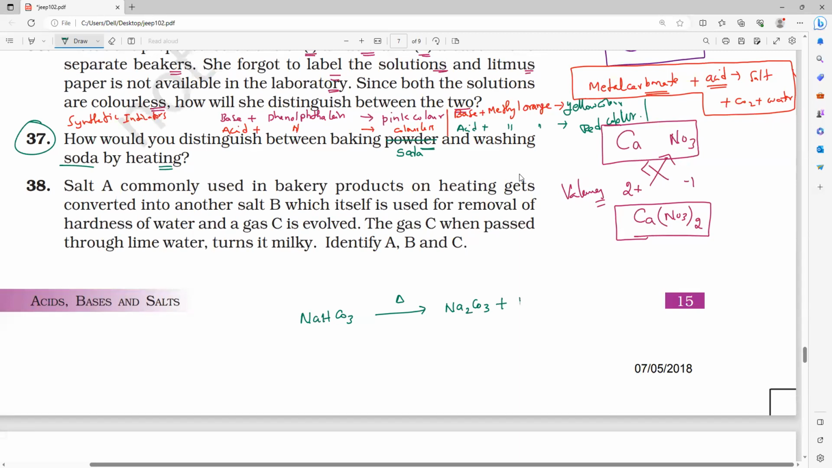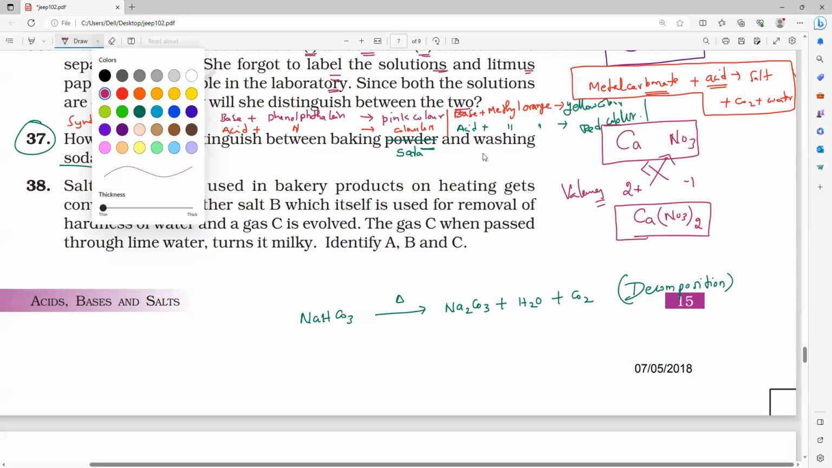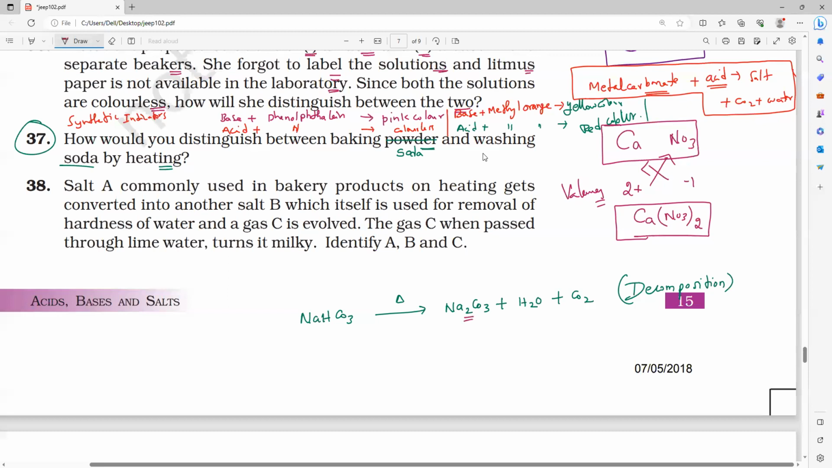We are going to get sodium carbonate plus water plus carbon dioxide. What is this equation? A single reactant is going to give more than one product. What do you wish to call it? Type of reaction, Mr. Harish? Decomposition. So balance the equation, Rohit, quickly. Here there are 2 sodium and here only 1. So 2 NaHCO3. If you heat, it will what?